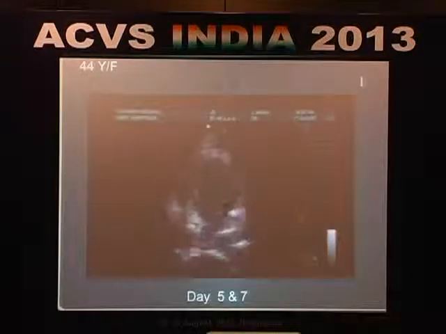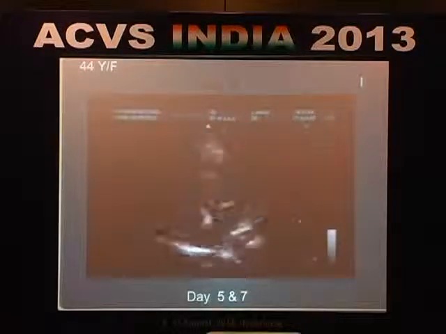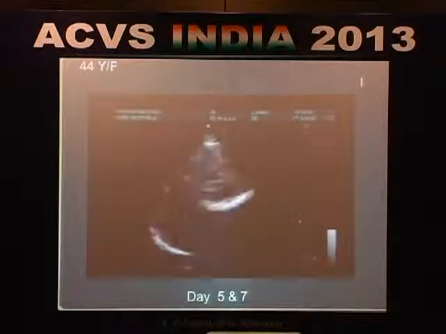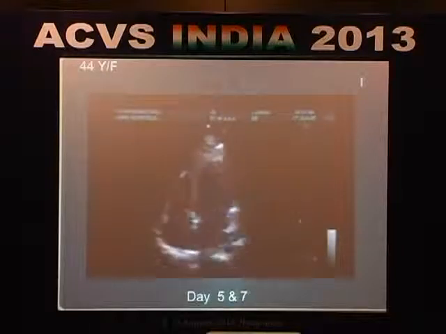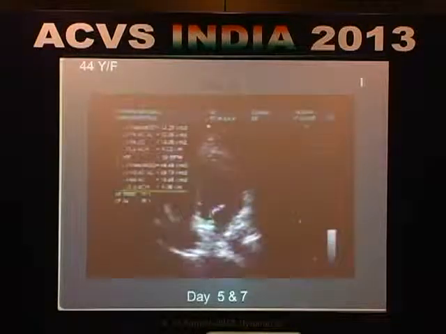We published it under the title Reversible Myocardial Dysfunction, one case report in Indian Heart Journal, which was published subsequently in the late 90s. Then we saw many of them. Now we have more than 100 patients with this phenomenon called stress cardiomyopathy or Takotsubo cardiomyopathy, which is basically due to either mental stress or physical stress. Commonly, this was originally called a broken heart syndrome.